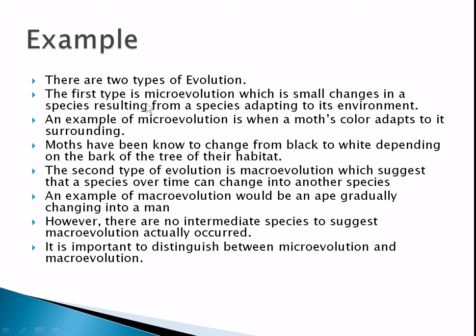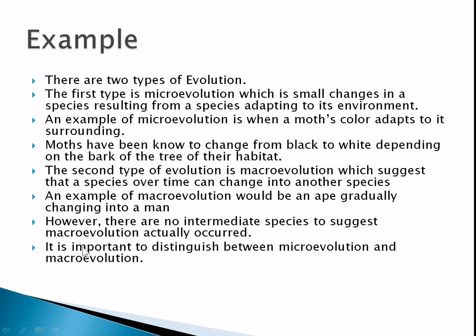So I made a statement about microevolution, and then I gave an example, I even said an example, and then I explained it a little bit further. The second type of evolution is macroevolution, which suggests that a species over time can change into another species. An example of macroevolution would be an ape gradually changing into a man. So I gave an example. And then I'm going to explain it a little bit. However, there are no intermediate species to suggest macroevolution actually occurred. So I explained it a little bit more.